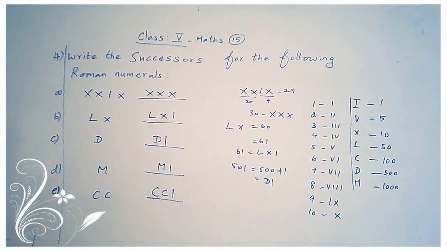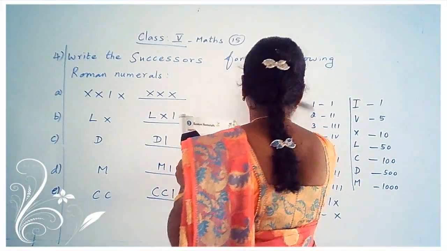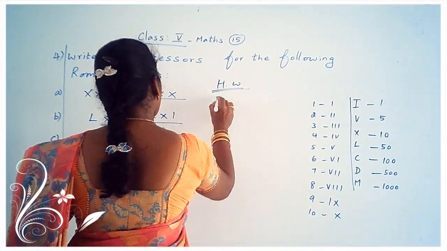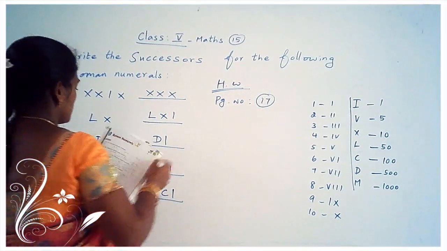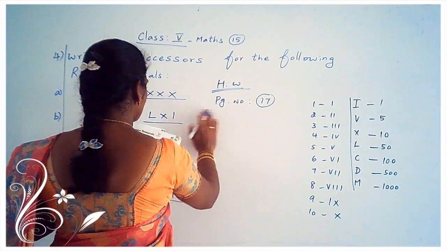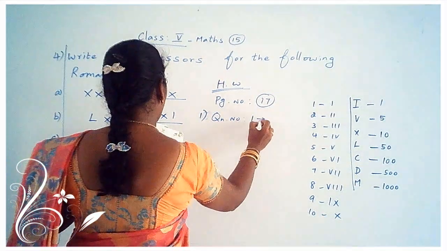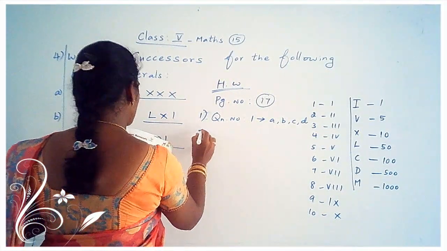Okay children, now you mark the homework sums. All of you take your book, page number 17. Question number 1, A, B, C, D. And question number 2.